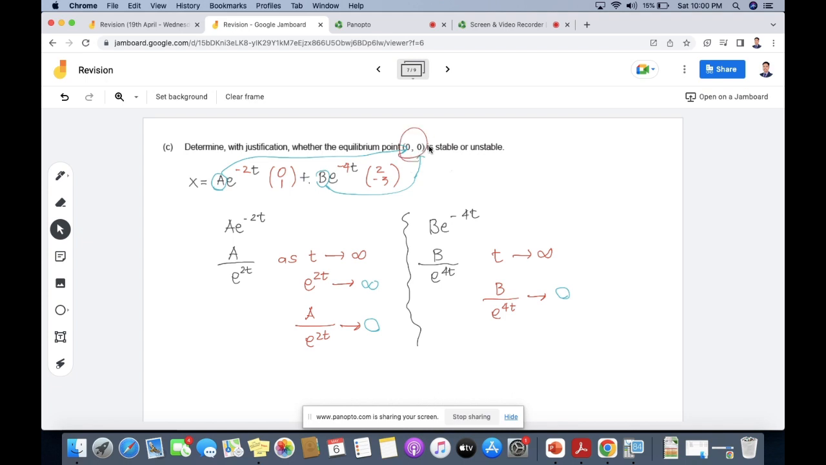we can say that the equilibrium point, equilibrium being the state of being balanced, at (0, 0) is, because it approaches it, as you have seen, stable. So this is how we show that it really is stable at that particular point. That's how we justify.